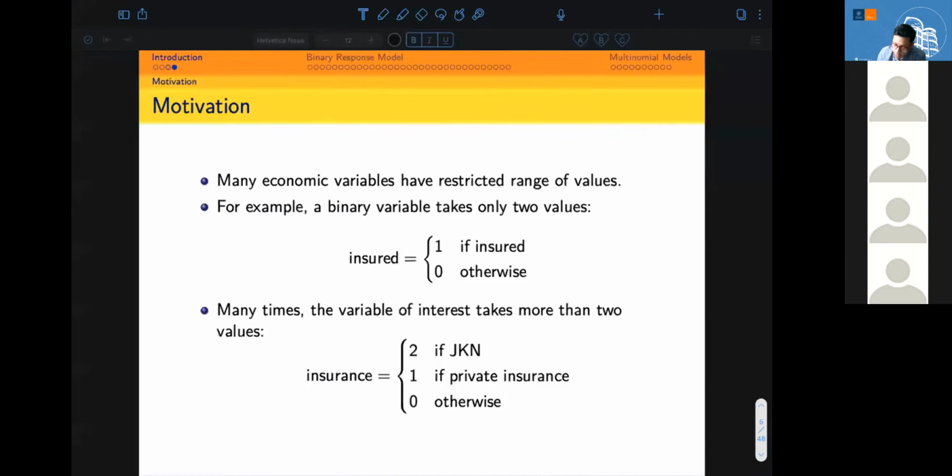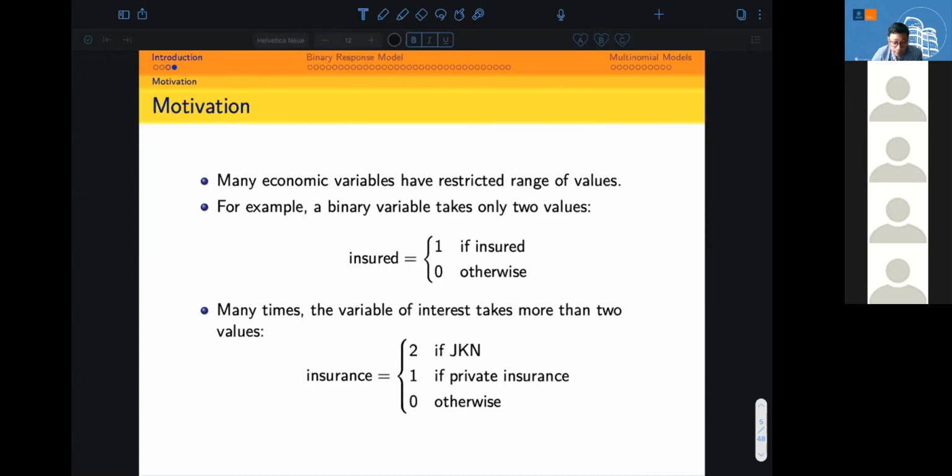All right, so just to give you a brief overview on why we want to study the limited dependent variable model. Many economic variables have restricted range of values. We've seen continuous variables, discrete variables, and categorical variables. Now we're going to focus not on the continuous variable, but on categorical variables or ordinal variables. Remember, the difference between categorical variable and ordinal variable is that ordinal variable has ranking.